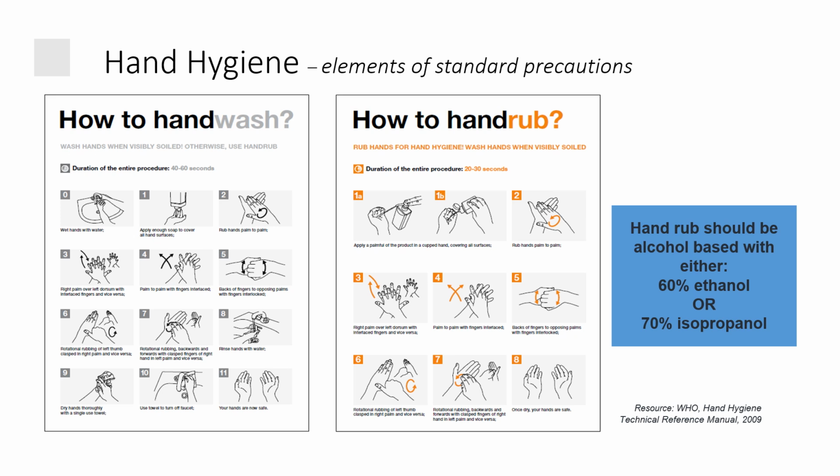That is, first is palm to palm. As you can see from this slide, first is palm to palm, then palm to the dorsum and vice versa, then palm to palm with the fingers interlaced, then clasped fingers against the opposite palms, then rotational rubbing of the thumb against the opposite palm, and the clenched fingers against the opposite palm, and finally the wrist. And finally, it should be dried with a paper towel or tissue paper.